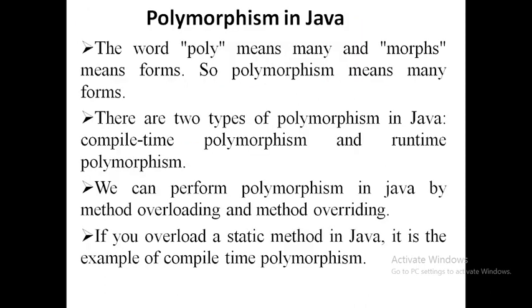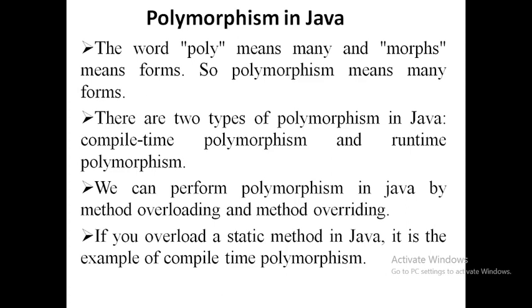In today's video, we are going to discuss the concept called polymorphism in OOPS through Java. Coming to the polymorphism concept, first we have to know what polymorphism is. The word poly means many and morphs means forms. So polymorphism means many forms.